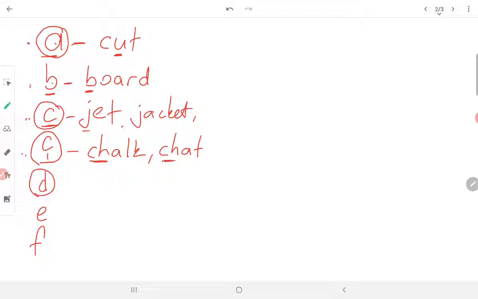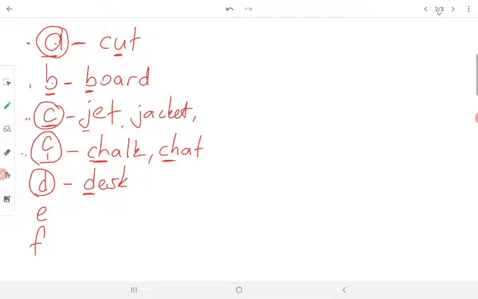So what about this one? It's the same sound. D, D, like desk. Okay, I will try to use the same letters if I can have the same sound. Okay, so in this one it's the same. D, okay, desk. D.